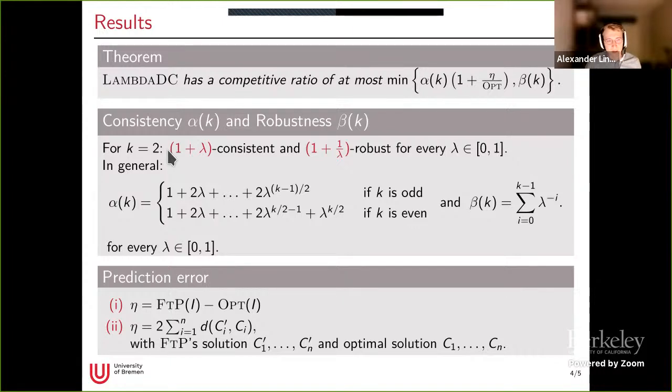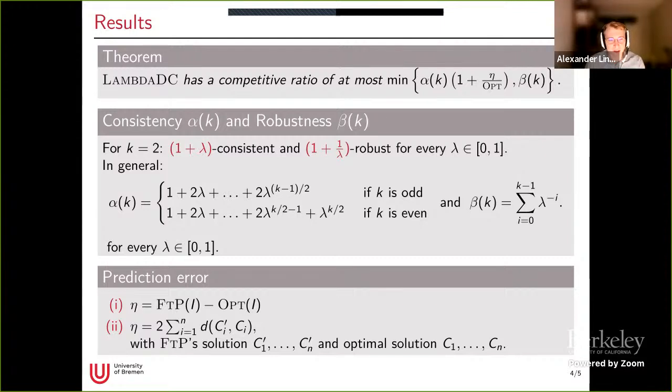So for only having 2 servers, our algorithm is 1 plus lambda consistent and 1 plus 1 over lambda robust. So our consistency really interpolates between the consistency of following the prediction, which is 1, and double coverage, which is 2, depending on lambda. And the same goes for robustness. We are 2 robust for lambda equal to 1. And as lambda gets smaller, the robustness just explodes.